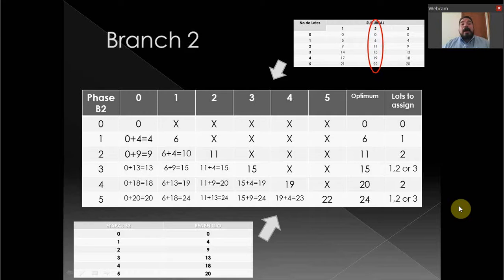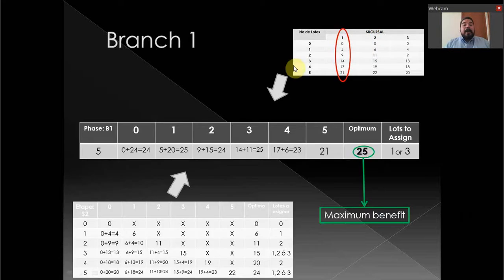So going backwards, we will be at branch number 1, and at the beginning of the problem, I have 5 lots to assign. I have all of them, and if I decide not to assign any lot to branch number 1, I will have the 5 lots left in branch number 2, and the optimum value of 5 lots at branch number 2 is 24. So 24 is the benefit of not assigning any lot to branch number 1.